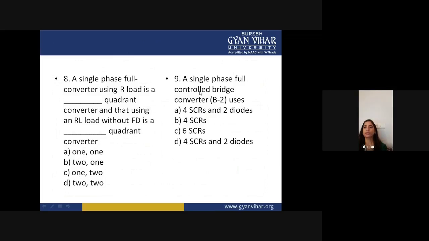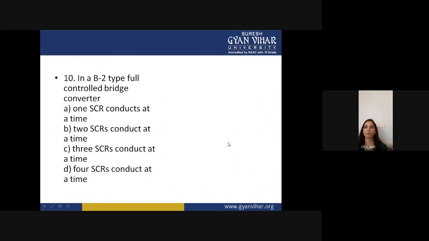Now, a single phase full controlled bridge converter B2 uses 4 SCRs. Bridge type converter we have already discussed. Now the last question is, in a B2 type full controlled bridge converter, do one SCR, two SCRs, three SCRs, or four SCRs conduct at a time? Two SCRs conduct at a time.